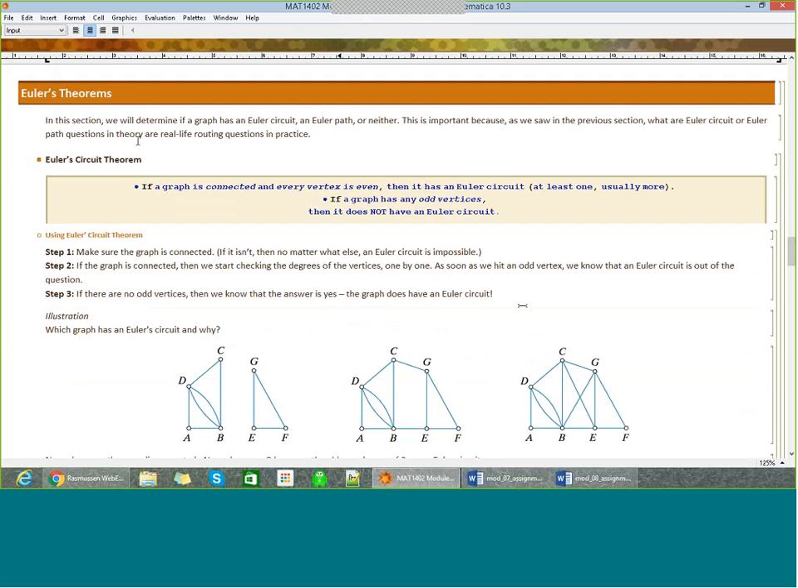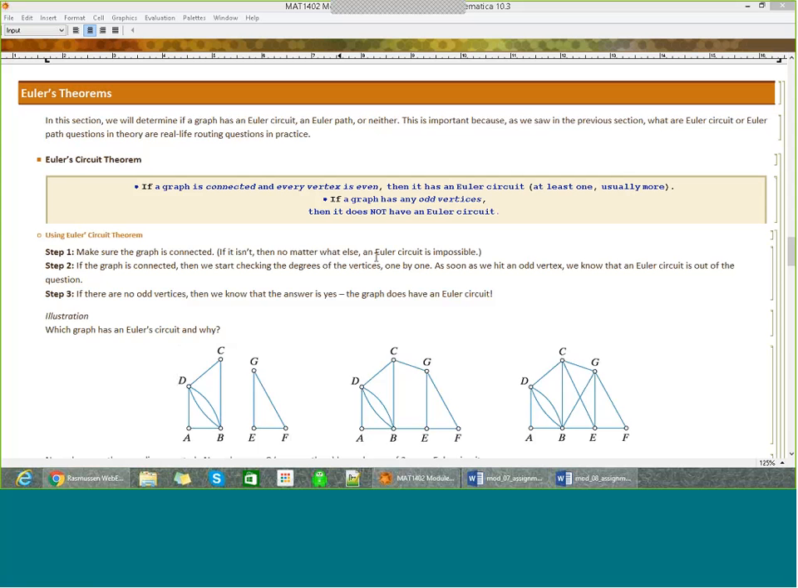So the next thing we're going to cover is what we call Euler's theorems. Do you guys know what a theorem is? A theorem is a mathematical statement that's been proven to be true. So if I give you a theorem, you can just use it as a given. For example, if you're answering a question, you say, because of the Euler circuit theorem, the answer is this, and that's your final answer. You don't have to explain the logic behind it or anything like that. So it's pretty useful.